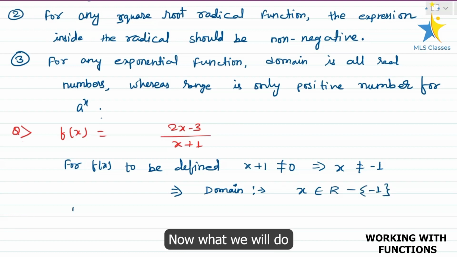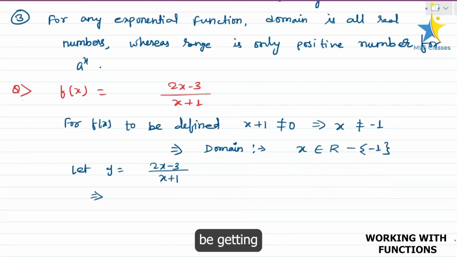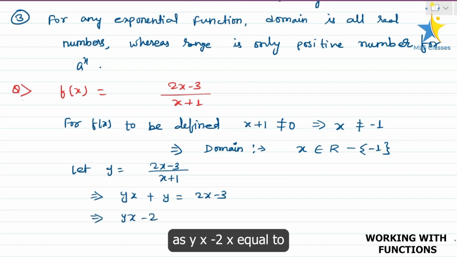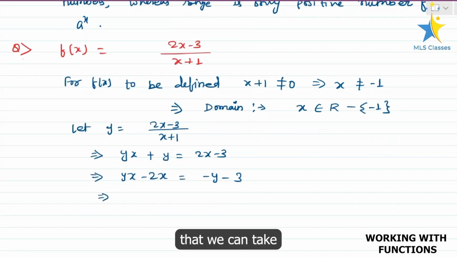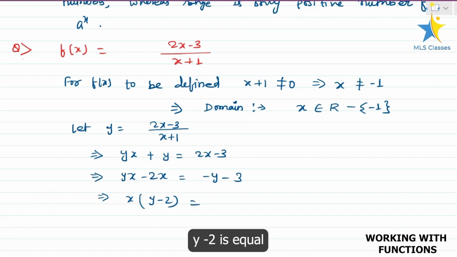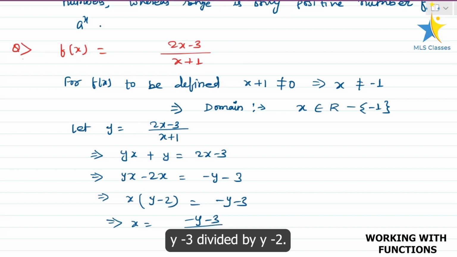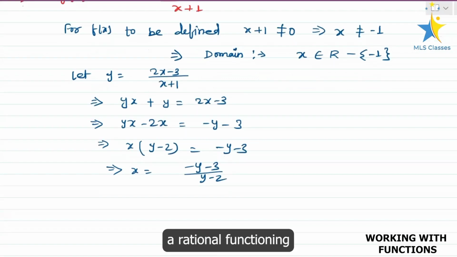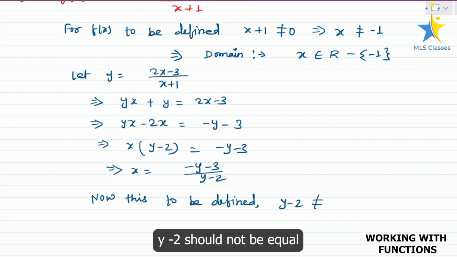Now, let y equal (2x minus 3) over (x plus 1). If we cross multiply, we get xy plus y equal to 2x minus 3. This can be written as yx minus 2x equal to negative y minus 3. So we can take x common: x times (y minus 2) is equal to minus y minus 3. So we can write x equal to (minus y minus 3) divided by (y minus 2). Again we get a rational function in terms of y. So for this to be defined, y minus 2 should not be equal to 0.